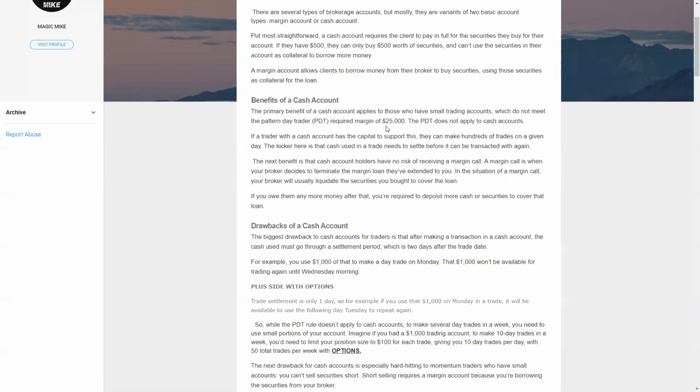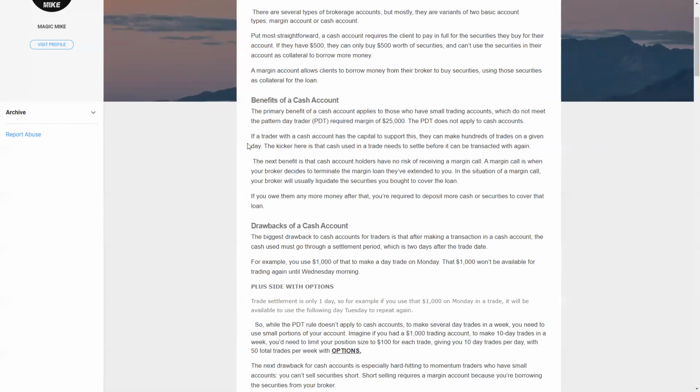So the primary benefits of a cash account apply to those who have small trading accounts, okay, which do not meet the pattern day trade rule, which is that PDT rule required by the margin accounts of $25,000. The PDT does not apply to cash accounts, okay? How many people didn't realize that? Well, wow. It does not even apply to a cash account, okay? There is no PDT rule on a cash account, but there is on the margin account, and that's what gets people stuck, okay?